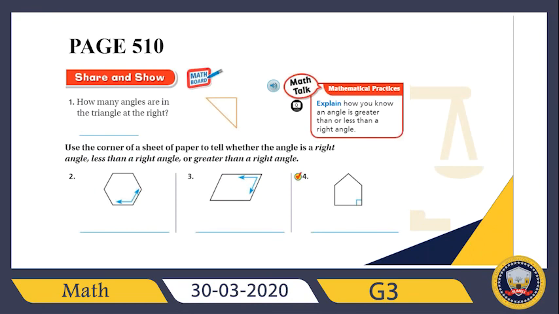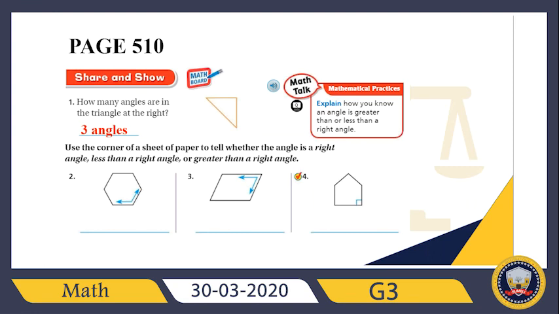Let's check shade and show part. It says how many angles are in the triangle at the right. Before checking this shape, let's check the name, triangle. If you see a triangle, how many angles can you imagine? Let's check my shape. So this is my triangle, right? Because there are three sides, and how many angles? In a triangle, three angles. First one is here, 1, 2, 3. So I know a triangle has three sides and three angles.